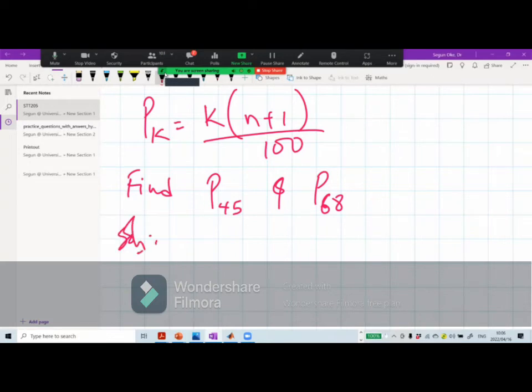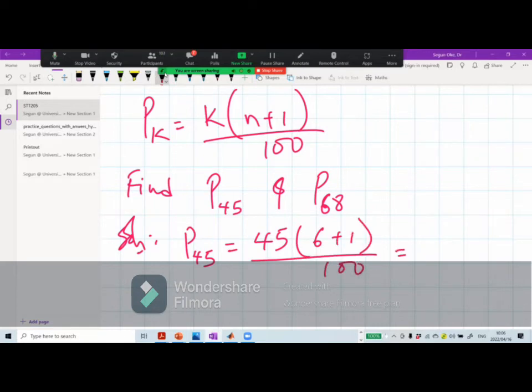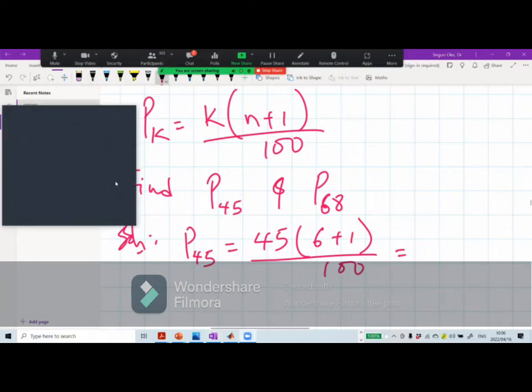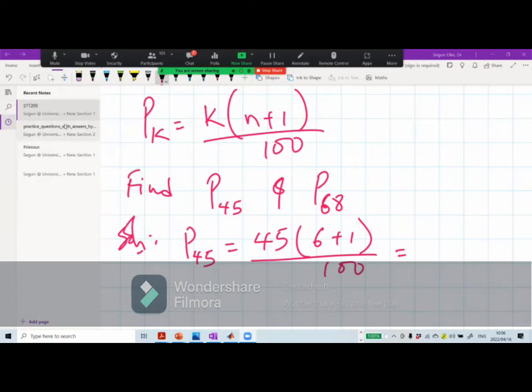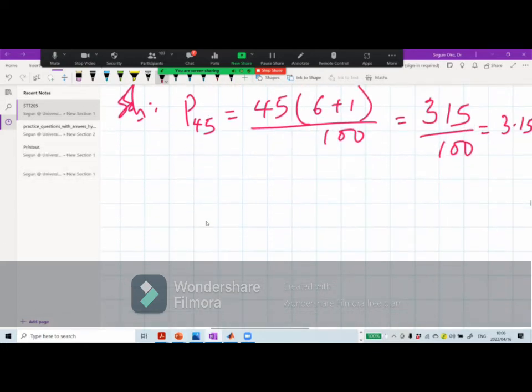So the solution will be P45 equals 45 in bracket 6 plus 1 divided by 100. So the solution is 3.15. Okay, 45 times 7 is what? 315. 315 divided by 100 is 3.15. Exactly. So if it is 3.15, wait.